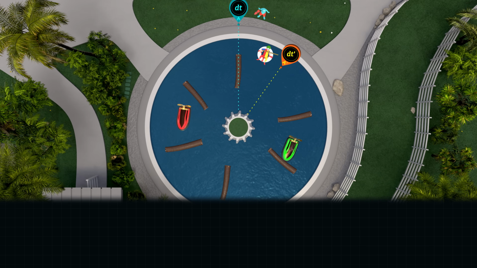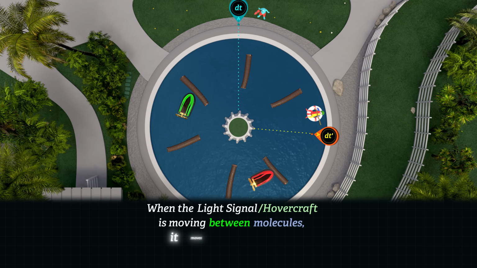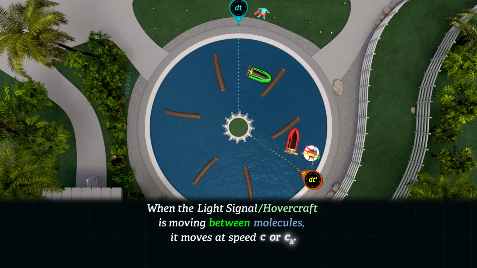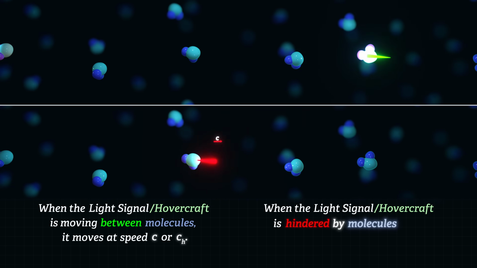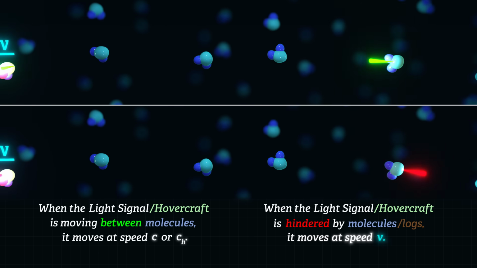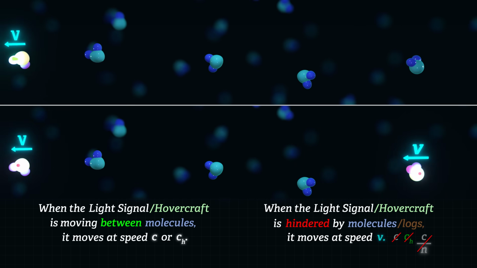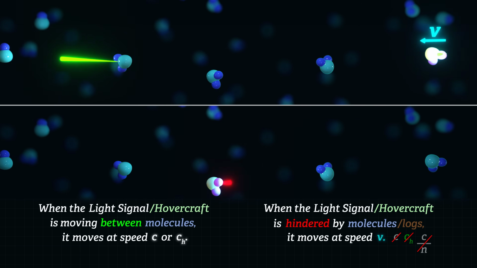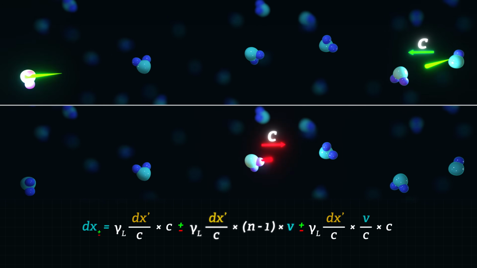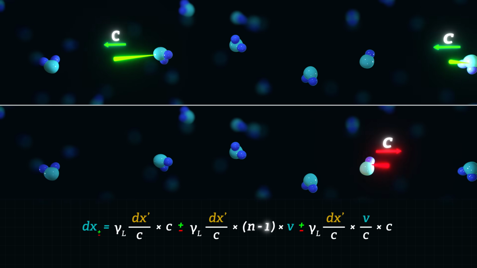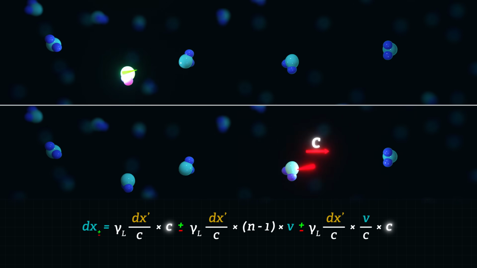This analysis suggests that when the light signal, or hovercraft, is moving between molecules, it moves at speed c, or speed c sub h for hovercraft. But when the light signal, or hovercraft, is hindered by molecules, or logs, it moves at speed v, not at speed c, nor at speed c sub h, nor at speed c divided by n. This suggests that light is being temporarily obstructed by refractive molecules for a fraction of the time. And this fraction is proportional to the refractive index minus 1. Otherwise, light moves between the molecules of the refractive medium at its normal speed c.